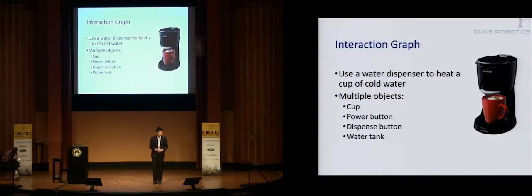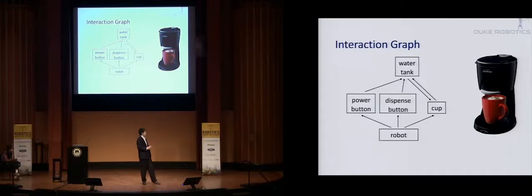Although the above example can be described as an interaction chain, more complex tasks do not have chain-like interaction structures. Thus, we extend the interaction chain to an interaction graph. For a specific example, consider using a water dispenser to heat a cup of water. In this scenario, there's a cup, and the water dispenser has a power button, a dispense button, and a water tank. And here's the interaction graph.